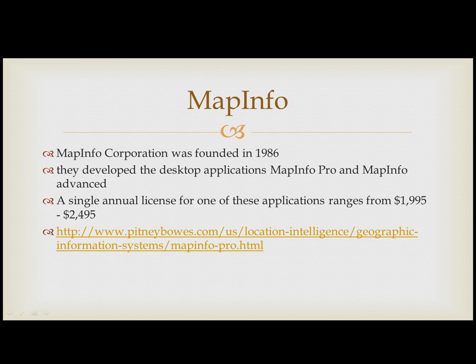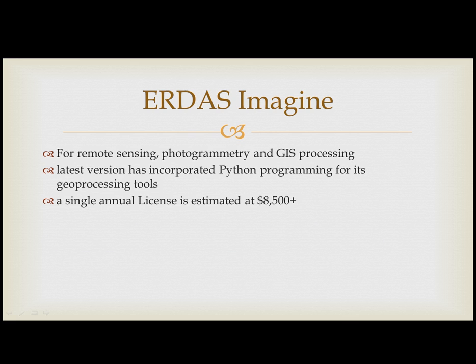Erdas Imagine is another GIS software that is largely used for remote sensing, which is the study of aerial photography and images. The latest versions of this software have incorporated Python programming in some of its geoprocessing tools. A single license for this will roughly cost about $8,500, and that's for term use.